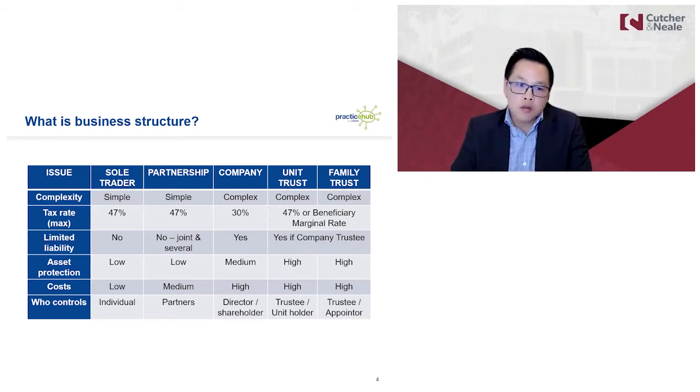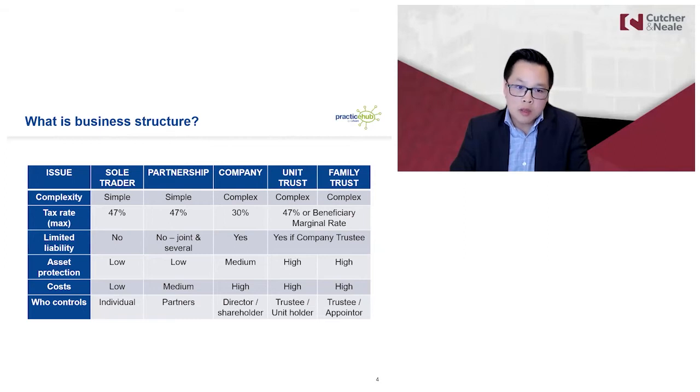But what we've got on screen for you now are the typical entities, the buckets is what I call them, that doctors will consider when they're setting up a practice. So the first one there's the sole trader. And I'm just going to pick a couple of things to think about there. Probably the top 2 lines.